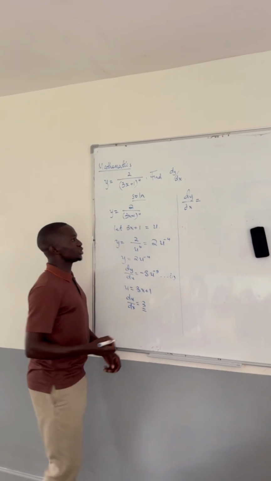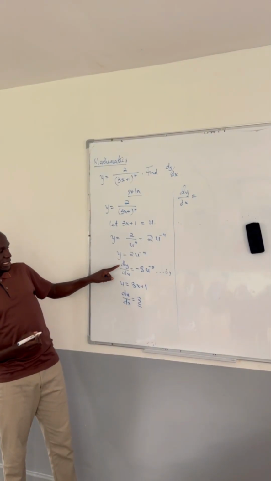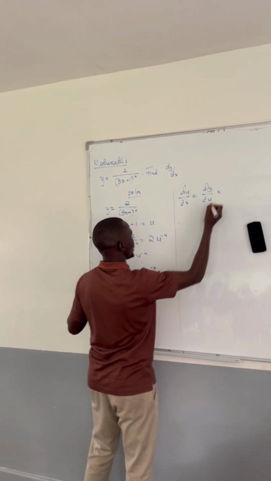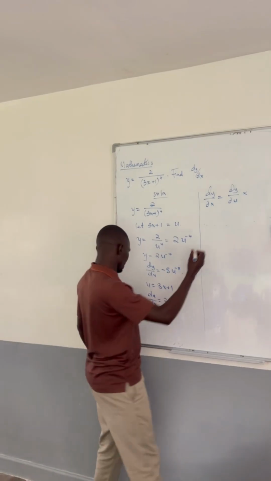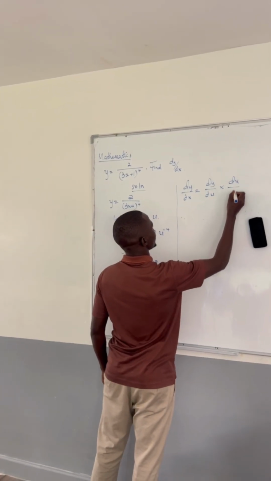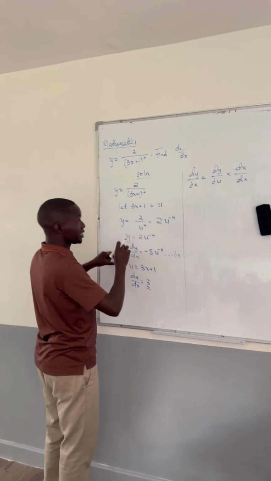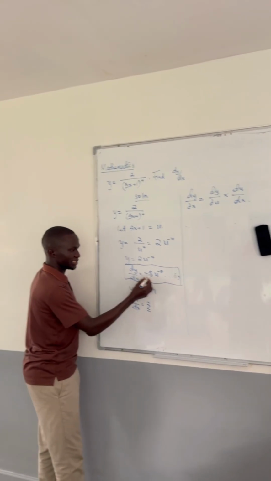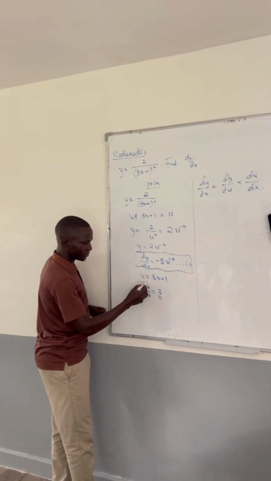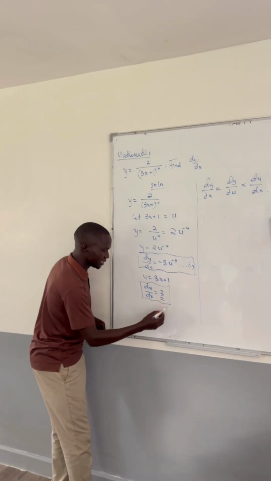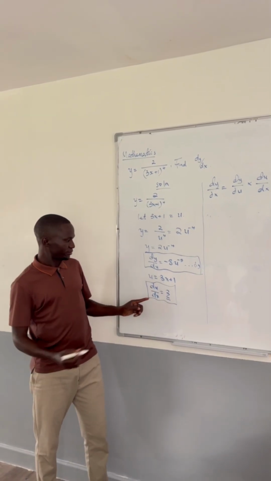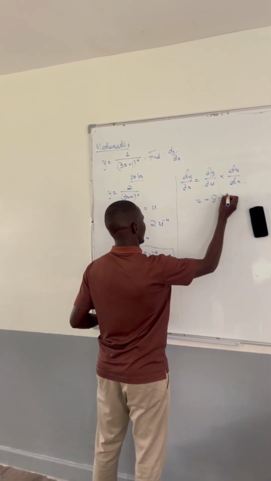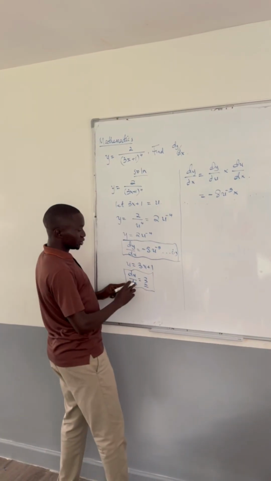So for me to get dy over dx, I will take dy over du and multiply it by du over dx. Then we recall, what is our dy over du? Our dy over du is negative 8u raised to the power negative 5, while our du over dx is equal to 3. So we are going to write that, multiplied by du over dx, which is 3.